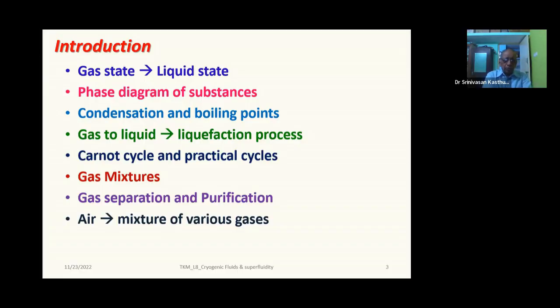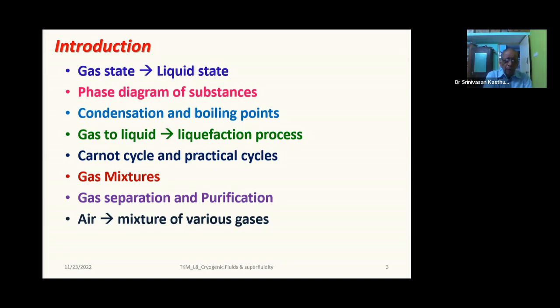Let us introduce the topic. We have seen various things from the beginning. We started with the gas state. We are converting to the liquid state. And we found that you need to consider what is called a critical temperature, below which the liquid state of the gas exists. So unless you come down below the critical temperature, you cannot produce the liquids of the gas. Then we found that there is a need for understanding the phase diagram of substances. What is the behavior of a substance at a given pressure and temperature condition? This is dictated by its phase diagram.